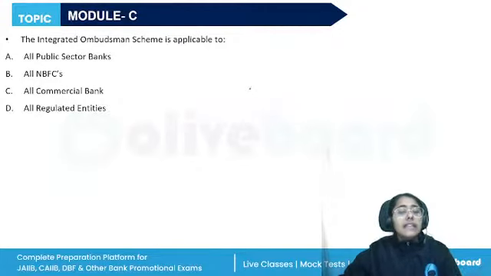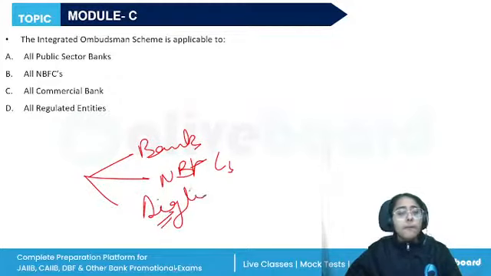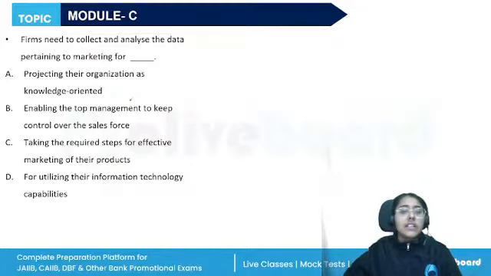Next, the integrated ombudsman scheme is applicable to. We know the three ombudsman schemes related to banks, NBFCs, and digital payments have been merged into the integrated ombudsman scheme. So now all the regulated entities will be covered by the integrated ombudsman scheme.